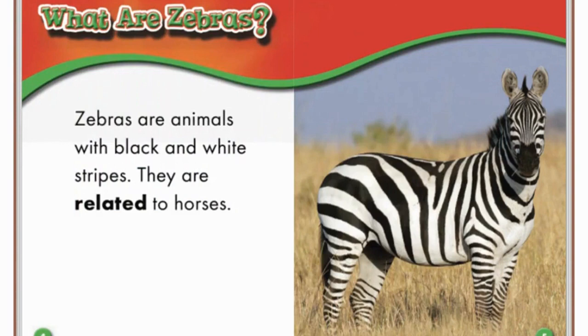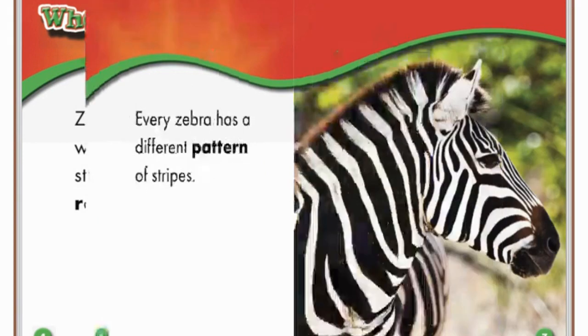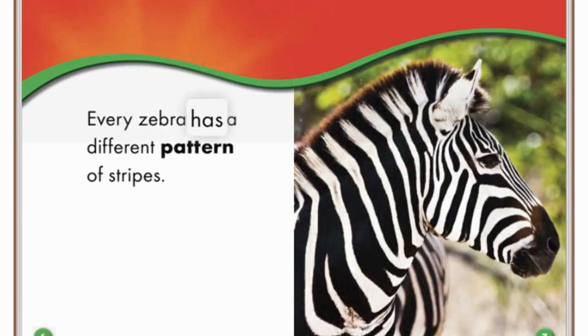Aha! We did indeed. So this chapter is going to be all about what zebras are. Let's read. What are zebras? Zebras are animals with black and white stripes. They are related to horses. Every zebra has a different pattern of stripes.